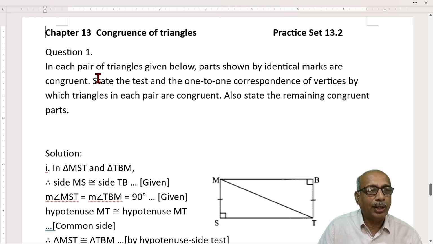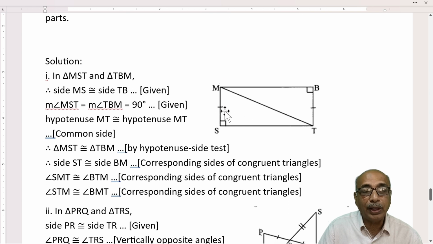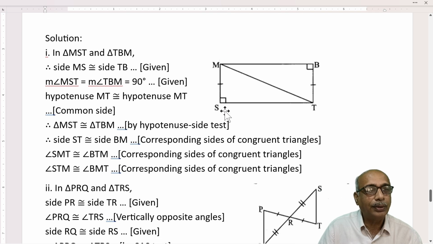First question: in each pair of triangles given below, parts shown by identical marks are congruent. State the test and the one-to-one correspondence of vertices by which triangles in each pair are congruent. Also state the remaining congruent parts. Earlier we were seeing only one-to-one correspondence. Now we will see the remaining congruent parts.